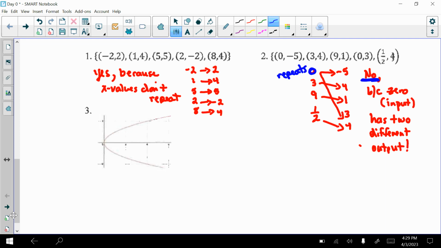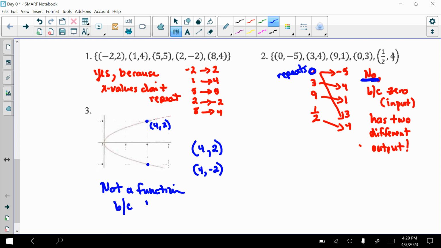So when you're given a graph, you can kind of see that we might have to estimate some numbers. But when x is equal to 4, I have 2 different values here. I believe that is a 2. So here we have (4, 2). And here we have (4, -2). So this is not a function because the x value of 4 repeats.